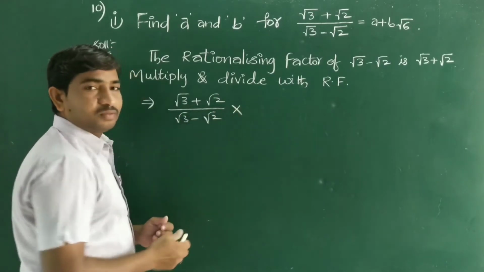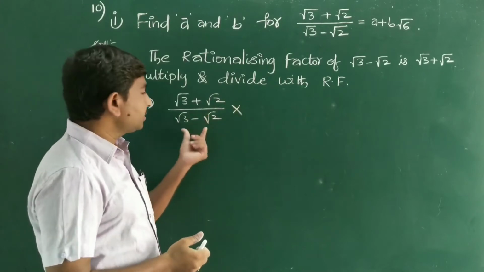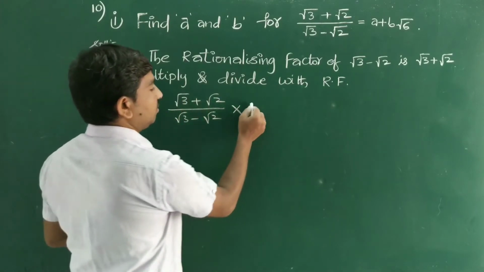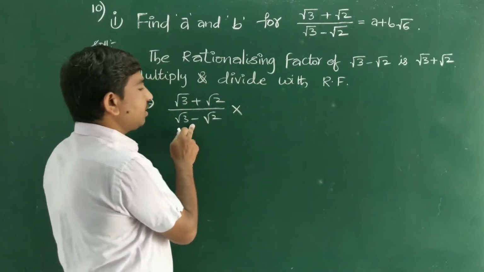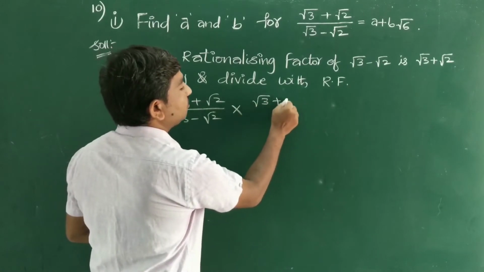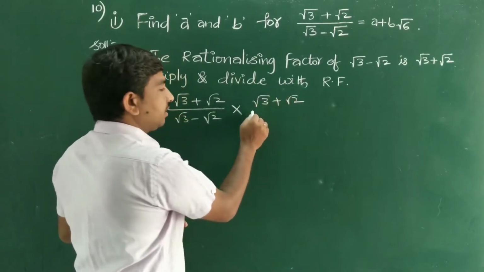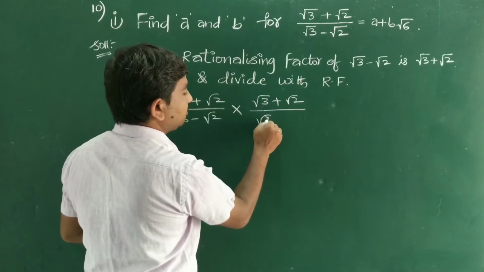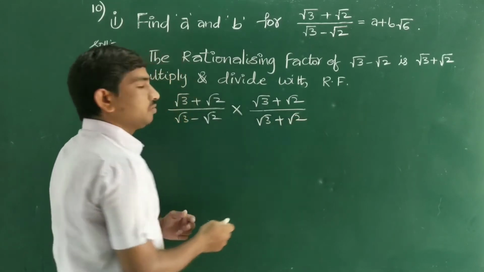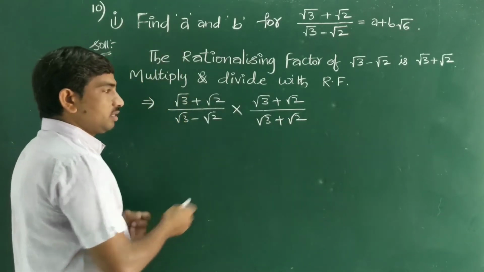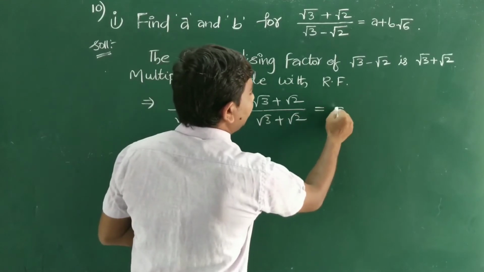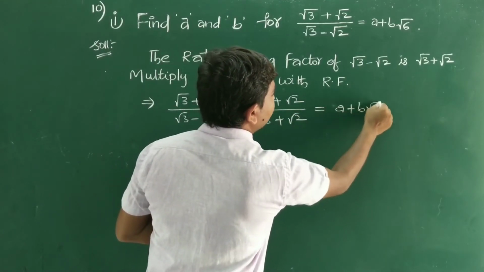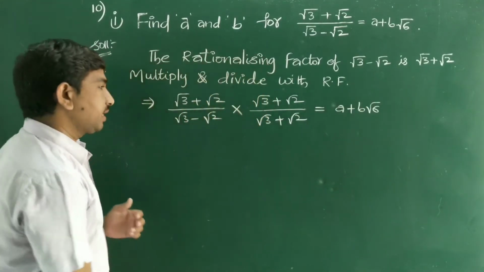So what I said, multiply and divide with the rationalizing factor of this. The rationalizing factor of the denominator is what? Root 3 plus root 2. I am multiplying as well as dividing with this root 3 plus root 2. So this is finally equal to what? A plus b root 6, right, as it is.